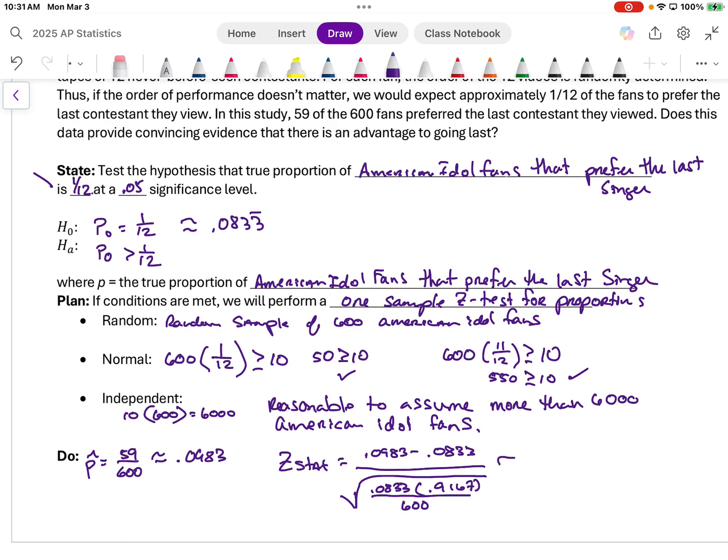Now we would compute it. After brief simplifying, it becomes 0.0015 on top divided by 0.01128 on the bottom, which comes out to a z-stat of 1.3298.